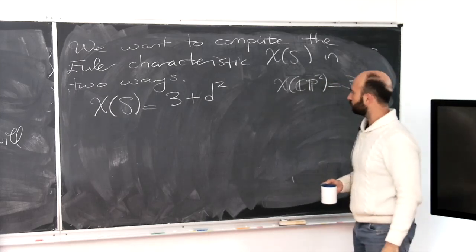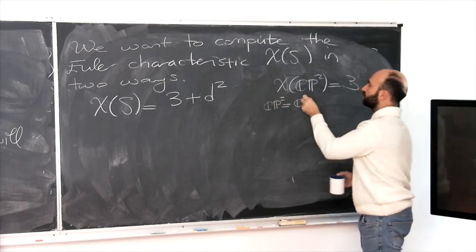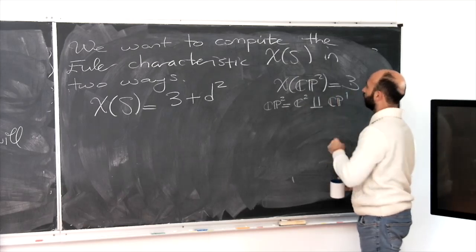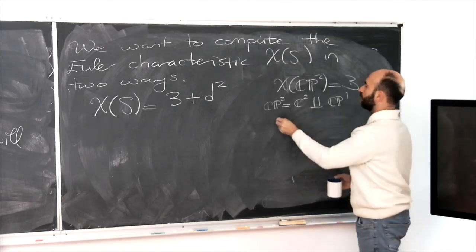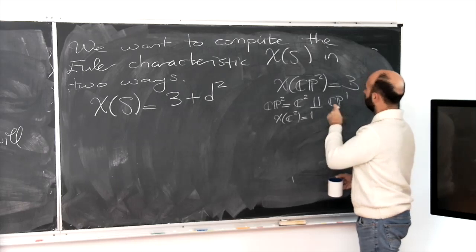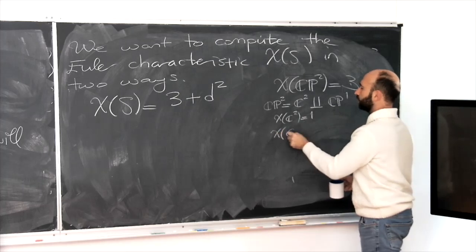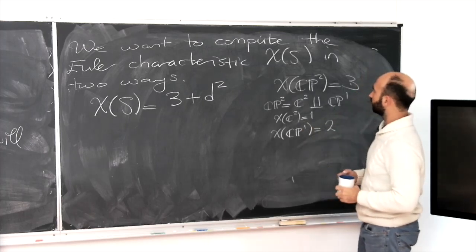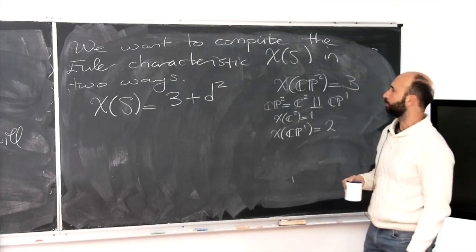I guess there's a bunch of ways you could see this. For example, CP2 is the disjoint union of C2 and its line at infinity, which is a CP1. Now, C2 is a contractible manifold. It contracts to a point, so it has Euler characteristic equal to 1. And CP1 is the complex projective line, which is a Riemann sphere. So this is just like a two-sphere, so its Euler characteristic is 2. And Euler characteristic is additive. Therefore, 1 plus 2 gives you Euler characteristic of CP2 equals 3.